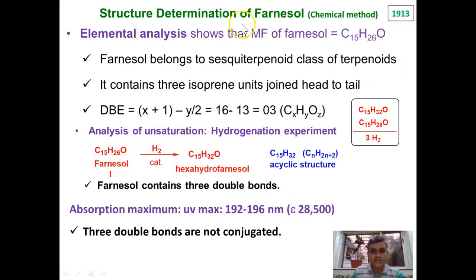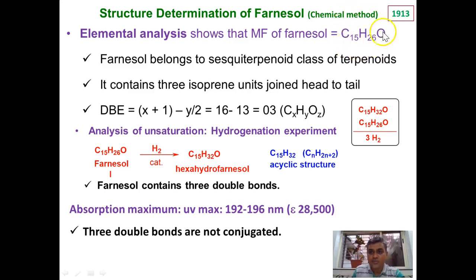Now let us discuss the structure of farnesol. Structure determination of farnesol was initiated in the year 1913. At that time, the chemists were not having sophisticated tools and therefore they were relying on the methods of chemical analysis. The structure determination on the basis of chemical analysis starts with the estimations of carbon and hydrogen. From estimations of carbon and hydrogen, chemists reach the empirical formula, and from empirical formula, chemists reach the molecular formula of the farnesol, and it was found to be C15H26O.